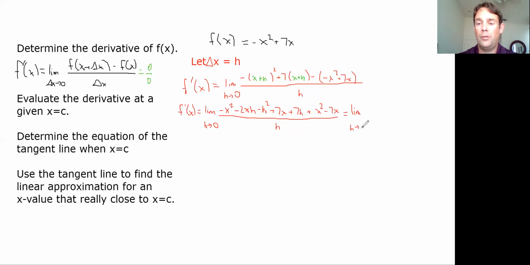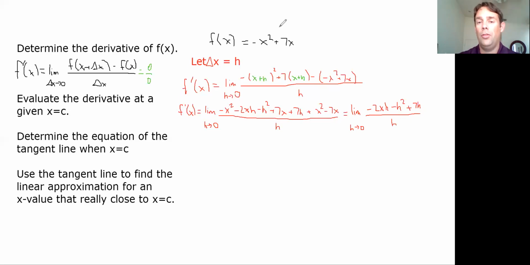I end up with something that looks kind of like this. The x squareds go away. I still have the negative 2xh minus h squared. The 7x's go away, and then I have plus 7h. I'm going to divide the whole thing by h.